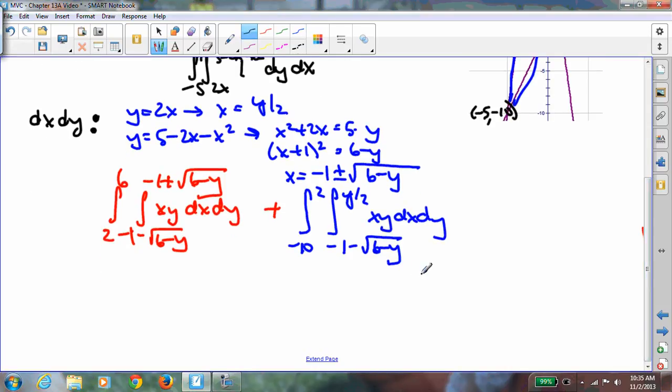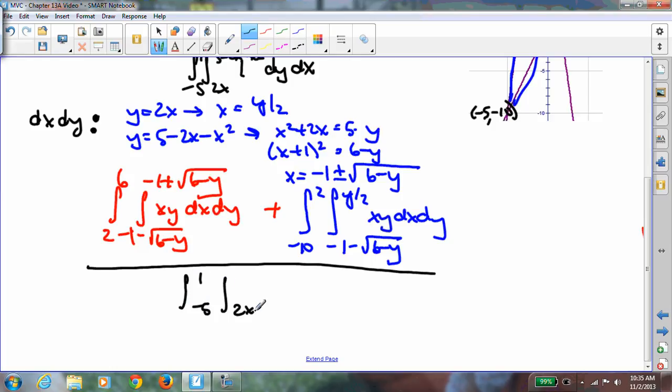And since I'm too lazy, I'm going to go ahead and use my original one for the bottom. Negative 5 to 1, 2x to 5 minus 2x minus x squared dy dx.